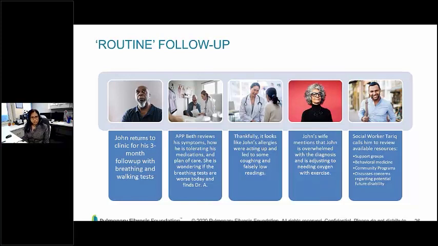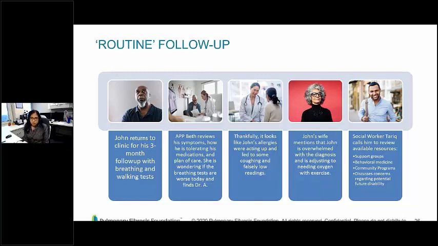So John returns to clinic for his 3-month follow-up with breathing and walking tests. So the APP, Beth, reviews his symptoms, asks about how he's tolerating medications, examines him, and reviews a plan of care. When she's reviewing the breathing test, which she reviews with the physician for every single patient she's seeing, something seems off to her about the breathing test that day, and so she steps out to find Dr. A to see the patient that day with her.